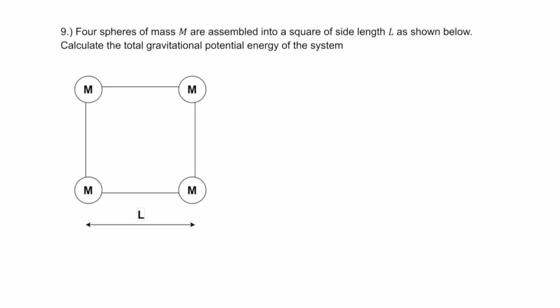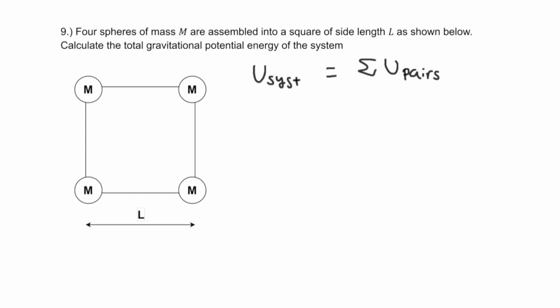Now for a slightly more complicated system. 4 spheres of mass m are assembled into a square of side length L. Calculate the total potential energy of the system. So once again, the total potential energy of a system is just going to be equal to the sum of all of the potential energy pairs.